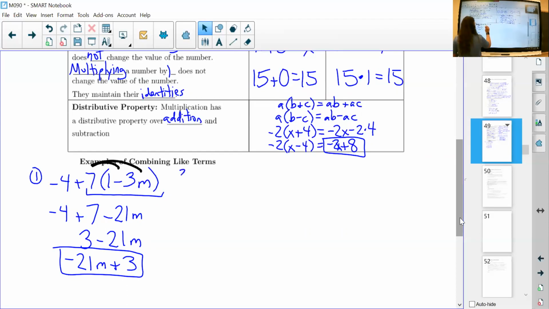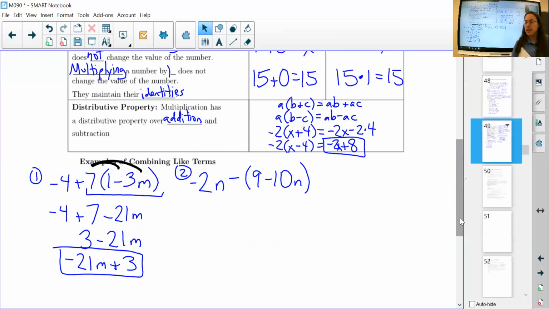Okay, another example. Negative 2n minus 9 minus 10n. And I'll let you do this one. Feel free to pause it and start working on it, or if you need a hint, hang on just one second and I'll give you one.